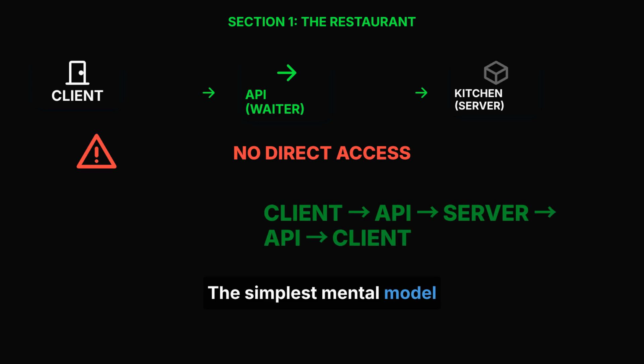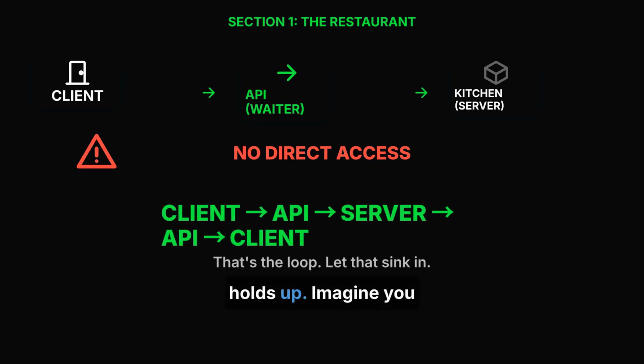The simplest mental model for REST that actually holds up. Imagine you walk into a restaurant. You sit down, you're hungry. Now, can you walk into the kitchen and start grabbing ingredients? Absolutely not. The kitchen is the server. It holds all the data, the recipes, the ingredients, the finished dishes, but you don't get direct access.